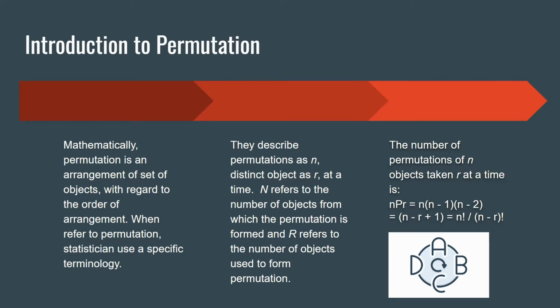So, an introduction to permutation. Mathematically, permutation is an arrangement of a set of objects with regard to the order of arrangement. When referring to permutation, statisticians use specific terminology. They describe permutations as n distinct objects taken r at a time. n refers to the number of objects from which the permutation is formed, and r refers to the number of objects used to form the permutation.